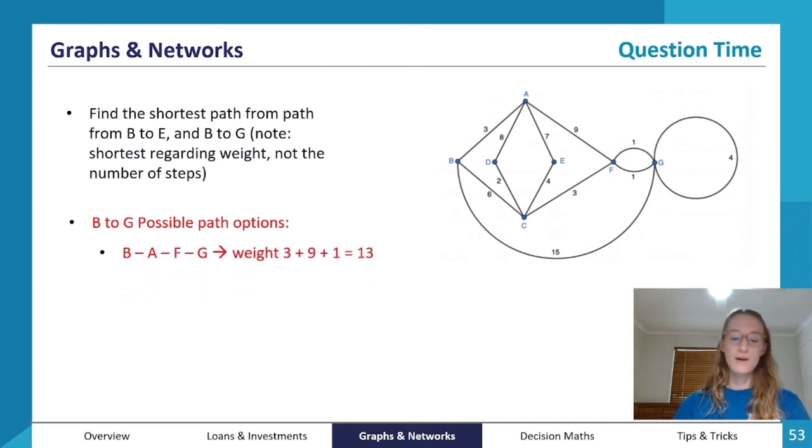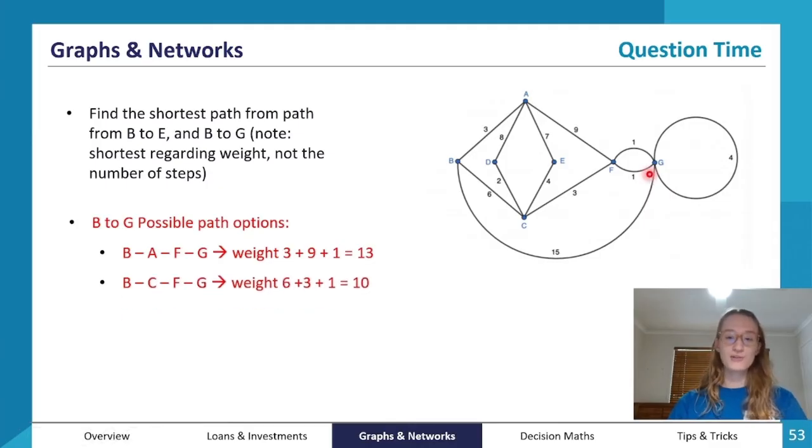So let's have a look at B to G possible path options. We could start from B, go to A, go to F, and then go to G. And even though there's multiple edges connecting F and G, because they both have a weight of 1, we could actually take either of these options. So it doesn't matter which. Taking that path from B to A to F to G, that has a weight of 3 and 9 and 1, which gives us a total weight of 13, which we can actually see is already a lower weight than doing 15.